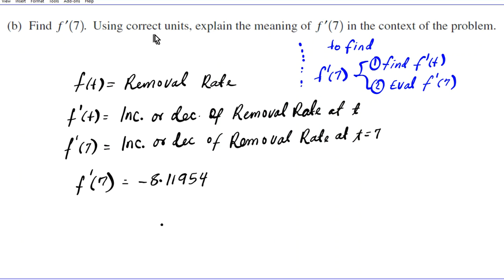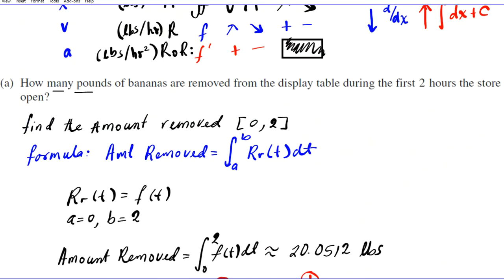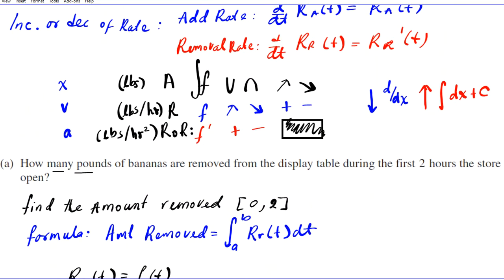But we have to explain using units. Oh, now we have to use units. Using correct units, explain the meaning of f prime of 7. So let's go back to our super fun chart for a second. We are looking at f prime, okay? So f prime, we are right here. Bam. So we're looking at pounds per hour squared, okay? If f prime is positive, that means the rate is increasing, right? If f prime is negative, that means the rate is decreasing, okay? Because this is the rate of change of the rate.